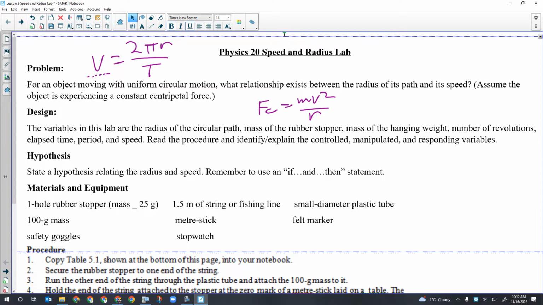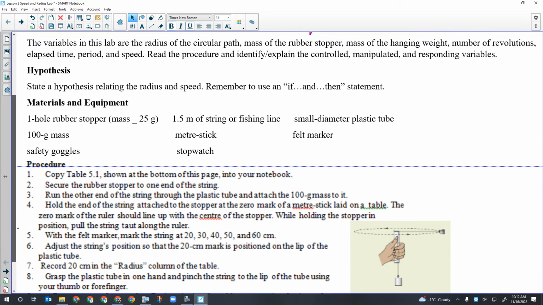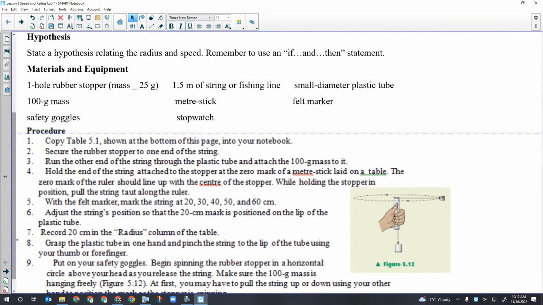So you're going to have to whirl that thing around. You have to make sure it's fairly horizontal when you're doing it, and you're going to be doing this for different radii. We're going to be looking at 20, 30, 40, 50, and 60 centimeters. But when you do your calculations, you want that in meters. So I'll bring the meter sticks out.